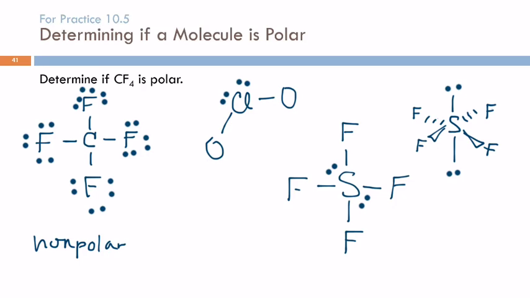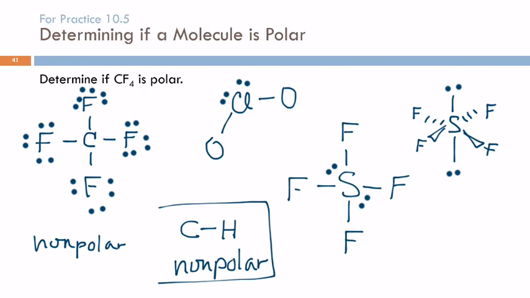The one that I would like you to remember: a carbon-hydrogen bond is nonpolar because the electronegativity difference is 0.4. And you run into this one a lot, especially in organic chemistry. There's carbon-hydrogen bonds everywhere. It can't be an organic compound if you don't have carbon-hydrogen bonds. So this is the one exception that I want you to remember. A carbon-hydrogen bond is nonpolar. You can't have a polar molecule if all of the bonds are nonpolar. Okay, does that make sense?